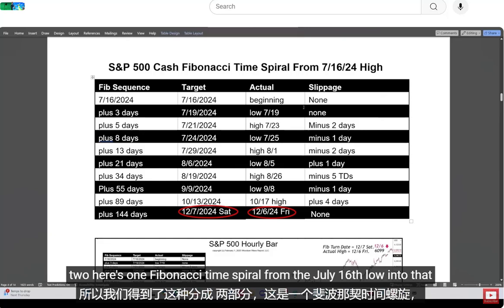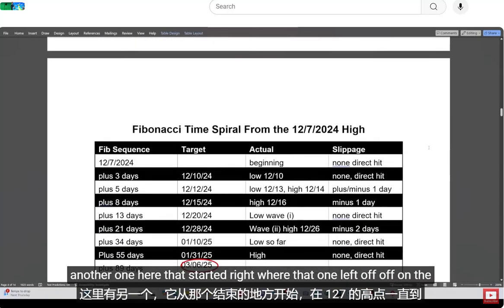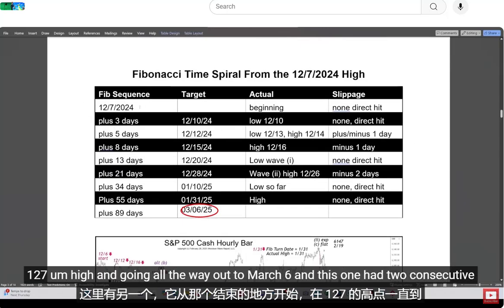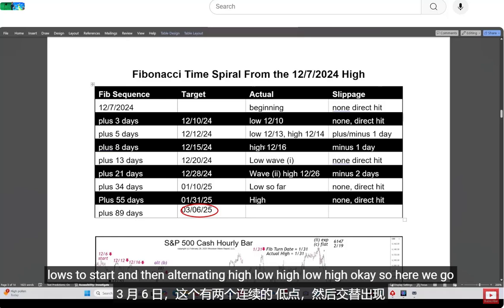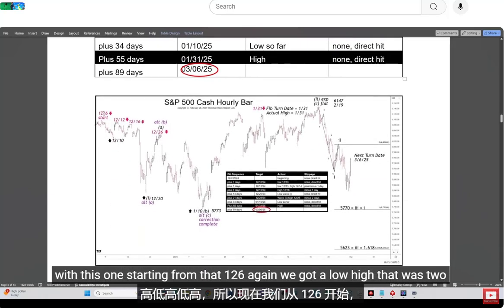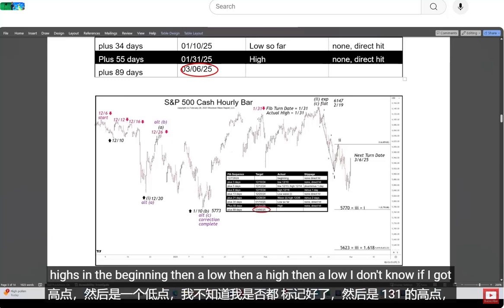Here's one Fibonacci time spiral from the July 16th low into that December 2024 high. And then we have another one here that started right where that one left off on the 12/7 high and goes all the way out to March 6th. And this one had two consecutive lows to start and then alternating high, low, high, low, high. So here we go with this one starting from that 12/6. Again, there were two highs in the beginning, then a low, then a high, then a low. I don't know if I got them all marked.